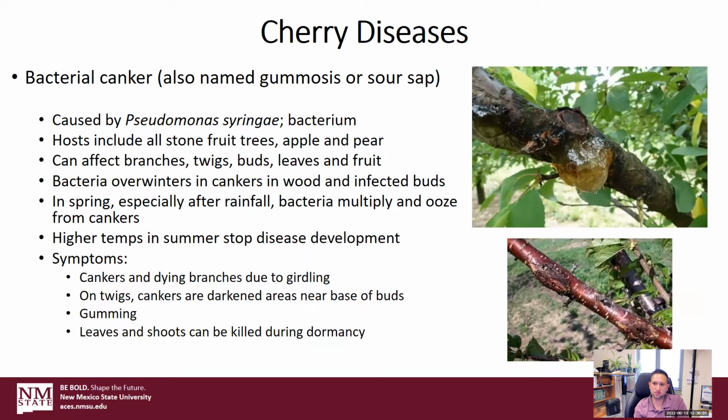All right, so now moving to cherry diseases. Bacterial canker is one that we see often. It's also called gummosis or sour sap. This is caused by a bacteria called Pseudomonas syringae. It hosts a variety, almost all the stone fruit trees; apples and pears can also be infected. This bacteria can infect branches, twigs, buds, leaves, as well as fruit. So pretty much all of it except the roots.